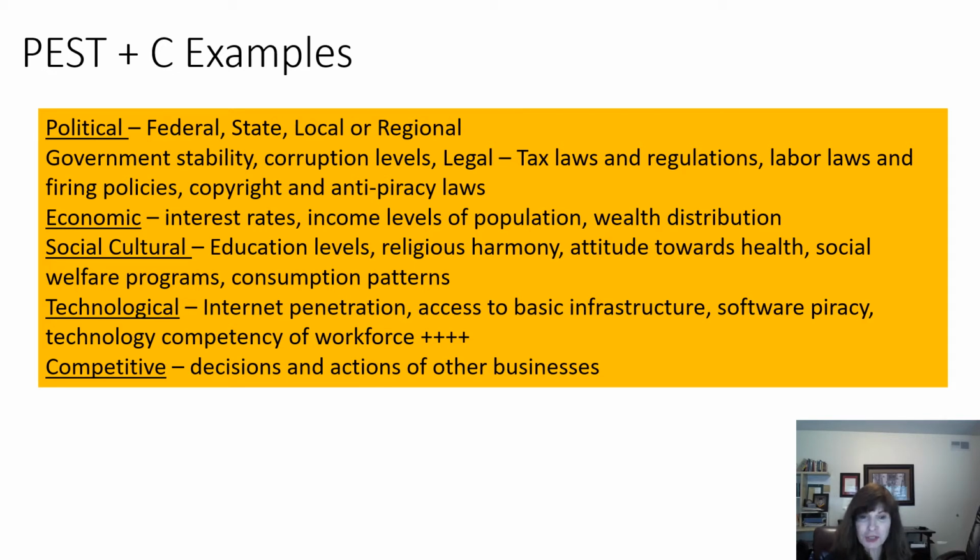Then technologically, how much internet penetration does the organization have? Are individuals actually responding to a category or brand or a business? Is there a basic infrastructure? Is there software piracy going on? What are the changes taking place with artificial intelligence and robotics, for example? And then competitive. Again, we can't control the competitors. So what are the decisions and actions of other businesses, and how would those affect us?